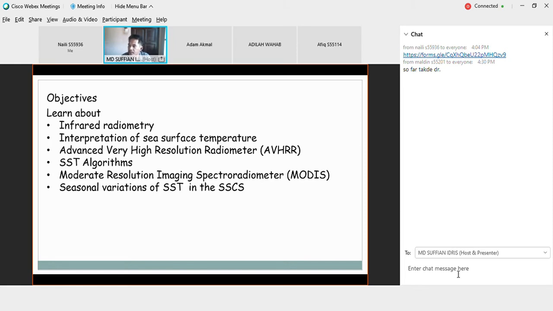And then advanced very high resolution radiometer, AVHRR, kita tengok untuk dia punya sensor properties, and SST algorithm. SST algorithm for AVHRR, and then MODIS, dan juga kita tengok sikit lah seasonal variation of SST in Southern South China Sea.